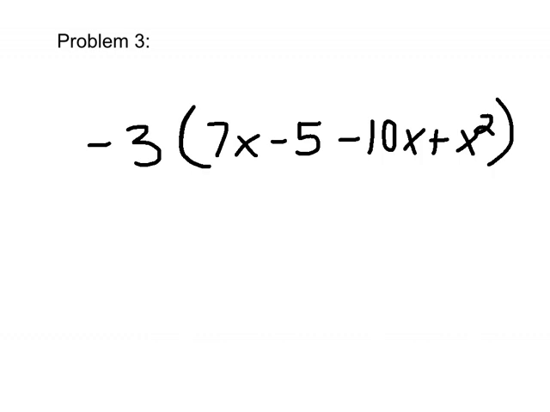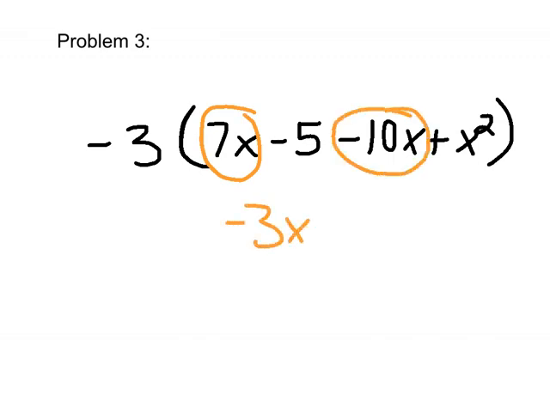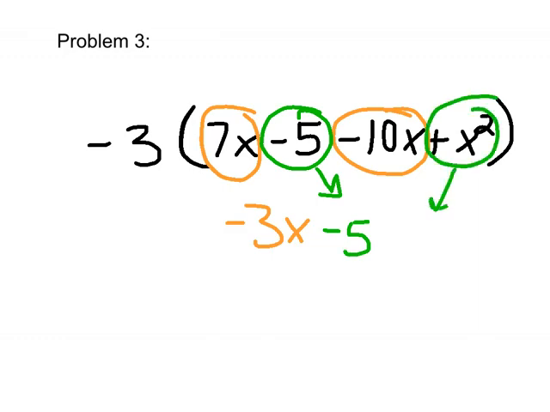First thing I'm going to do is combine like terms. I've got 7x and negative 10x, which combine to make negative 3x. Because negative 5 doesn't have any matches, it just comes down. And because x to the second power doesn't have any matches, it just comes down. And that all still sits inside the parentheses with the negative 3 on the outside.